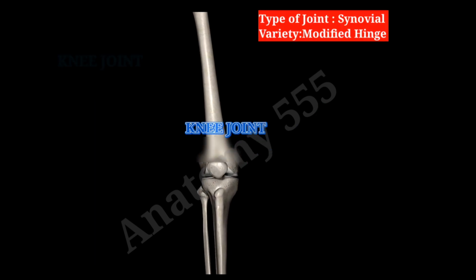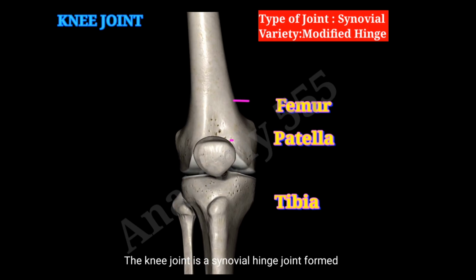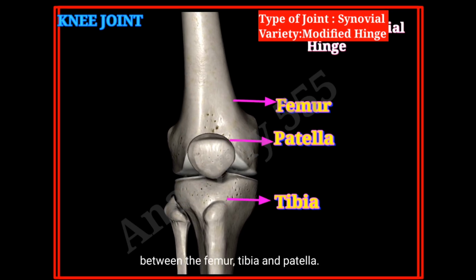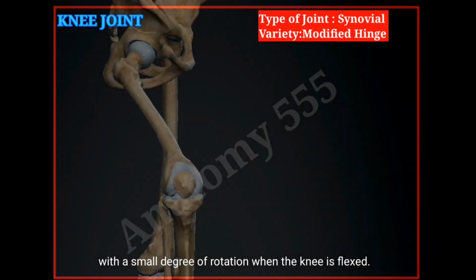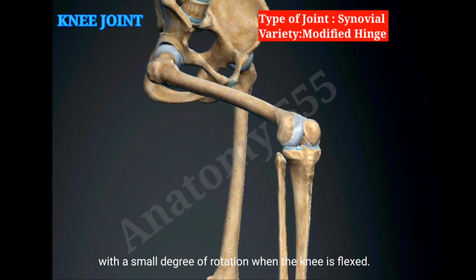The knee joint is a synovial hinge joint formed between the femur, tibia, and patella. It allows mainly flexion and extension, with a small degree of rotation when the knee is flexed.